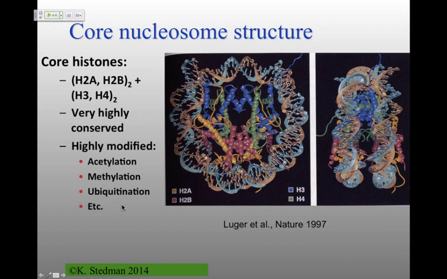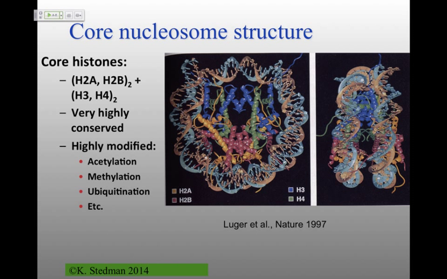That being said, these histones, when you purify them out of cells, have multiple different modifications. And these are all covalent modifications that happen to the amino acid side chains. And we'll look at those a little bit more later on.